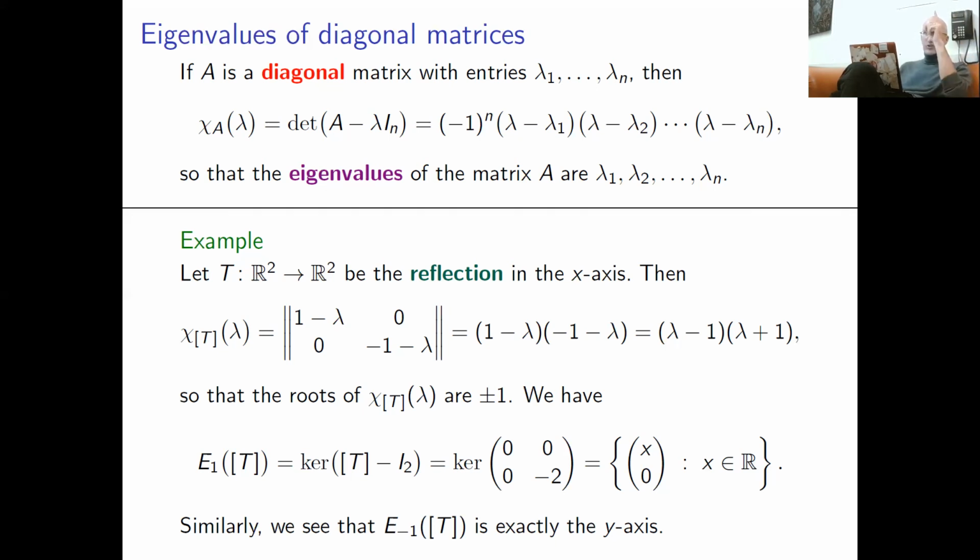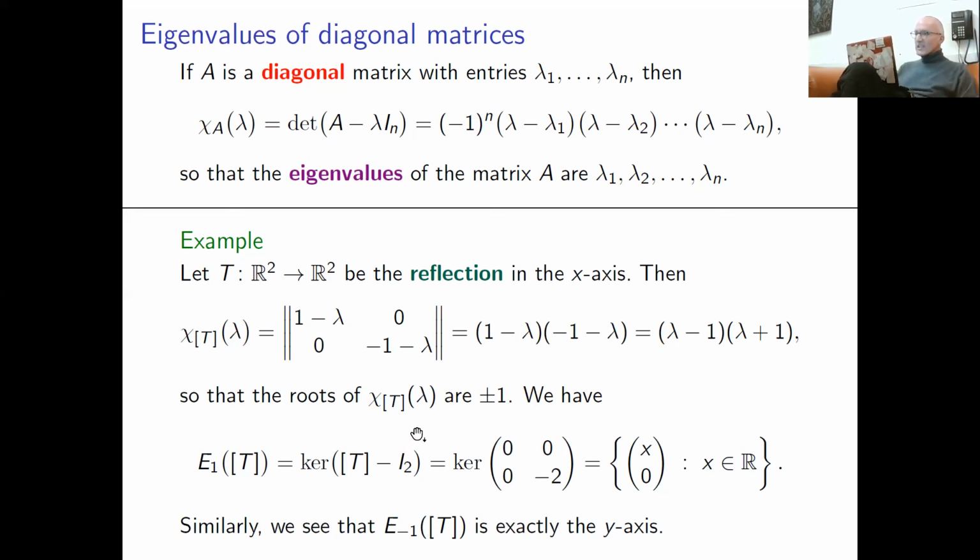So, and then of course, the y axis is going to map to itself. It's just going to be reflected. So all vectors in this eigenspace are going to be multiplied by -1. So they just go like this. Okay, this was a nice example.